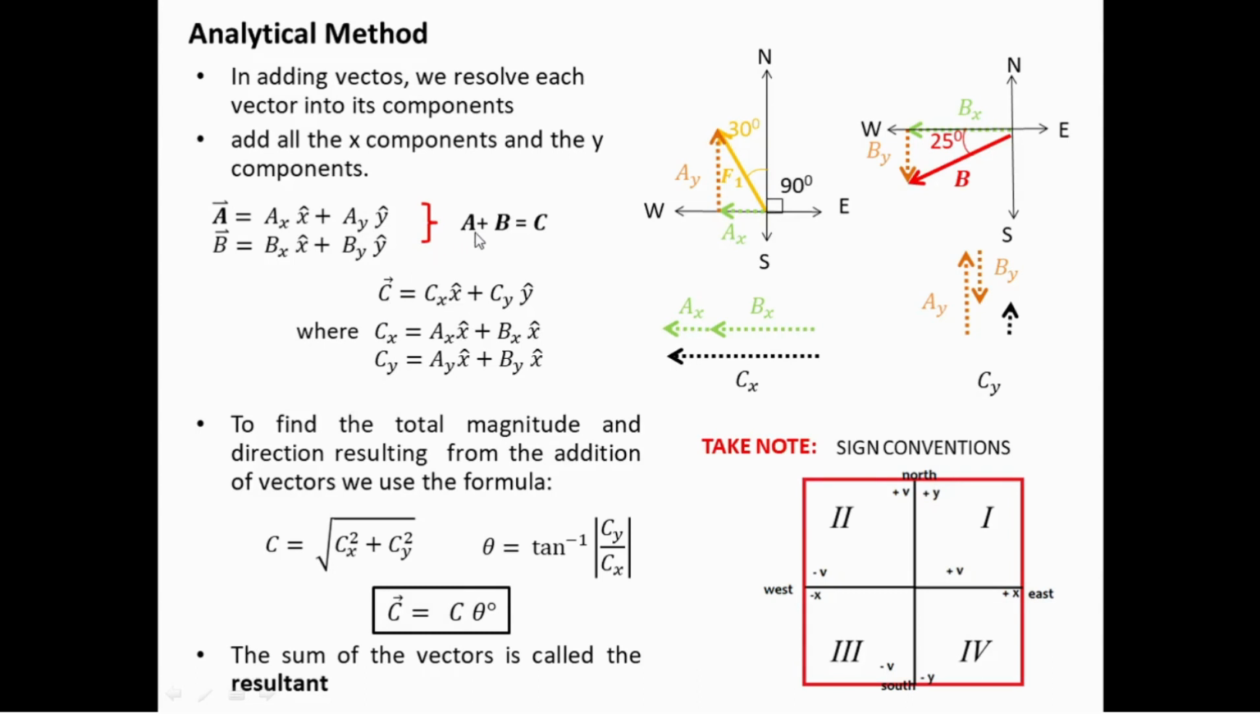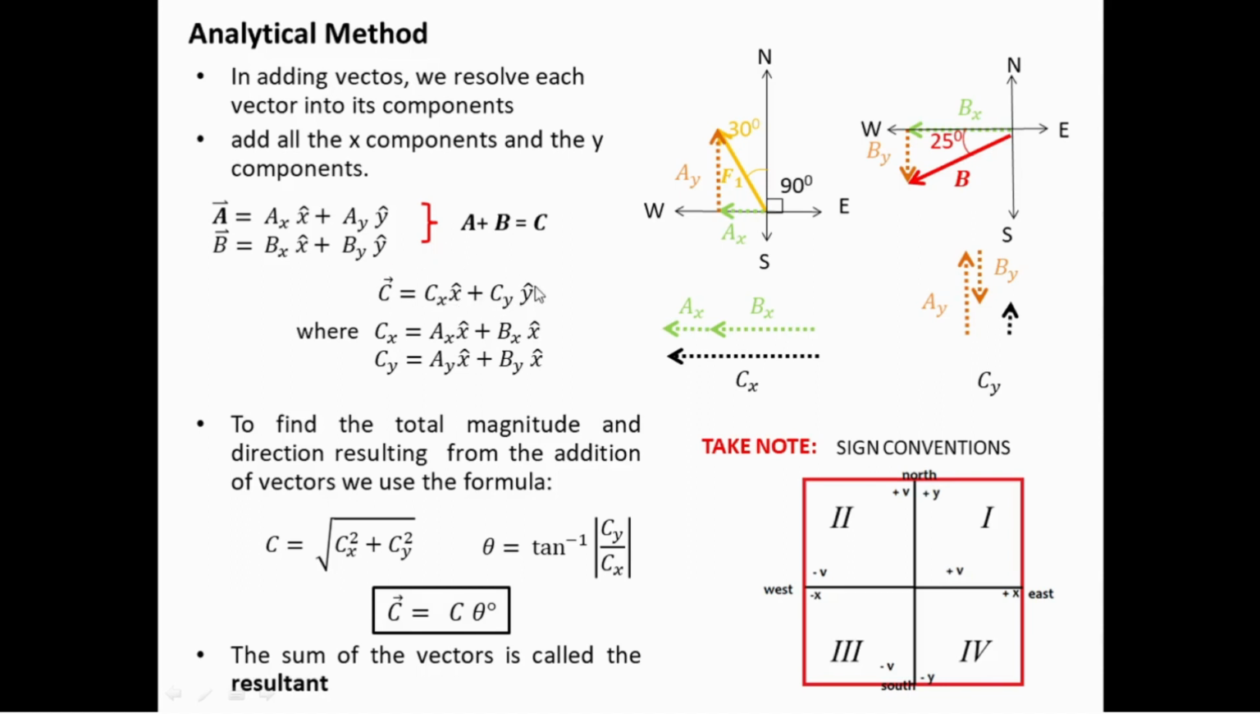So that means that in adding vector a and vector b to get the vector c, this is the sum of a and b, all we have to do is add the x components of a and b as well as the y components of a and b to get the corresponding x component of vector c as well as its y component. So this is now the resultant vector. So I hope that helps.